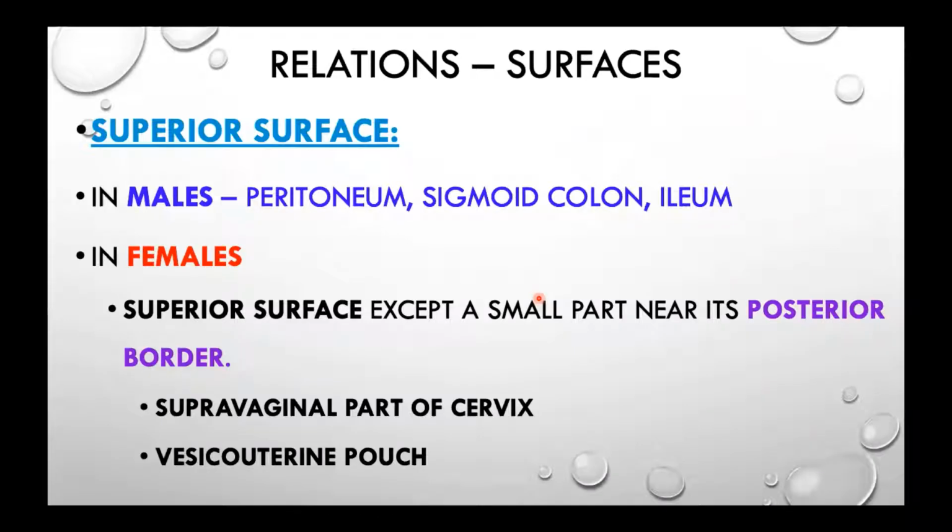Coming to the relations of the surfaces, the superior surface. In males, the superior surface is covered with peritoneum, and it is separated by the sigmoid colon as well as the ileum. In females, the superior surface is covered by peritoneum, except a small part near its posterior border, where the vesicouterine pouch is being formed. There we'll find the supravaginal part of the cervix being related, as well as the formation of the vesicouterine pouch.